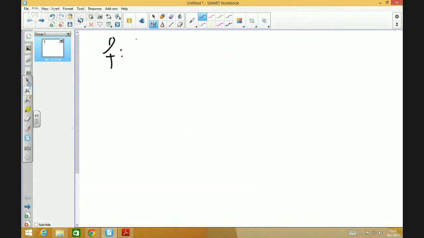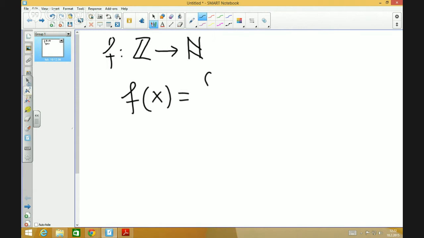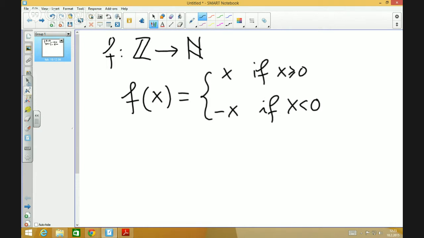Suppose that I have a function f that goes from the integers to the natural numbers, or non-negative integers, if you prefer. This function f is defined as follows. It takes some integer x as input, and it returns x if that integer is non-negative. Otherwise, it returns minus x. That's a well-defined function because it takes any integer to a non-negative integer. In fact, if it's negative, it flips the sign.